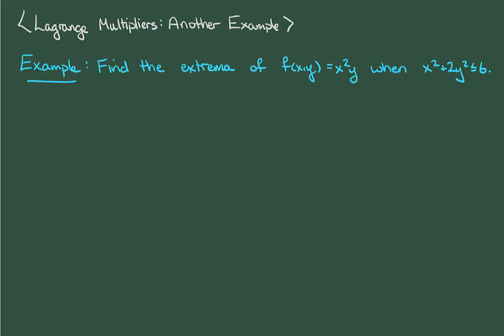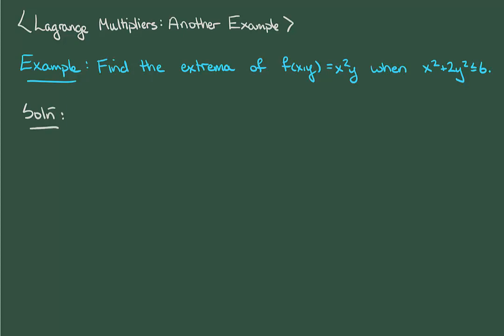The best way to learn how to use Lagrange multipliers is to do a ton of examples, so let's do another one. Let's find the extreme values of the function x squared y when x squared plus 2y squared is less than or equal to 6.